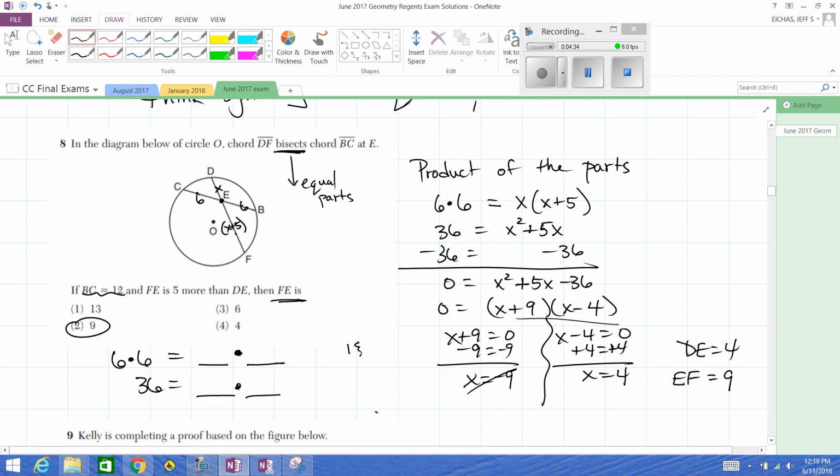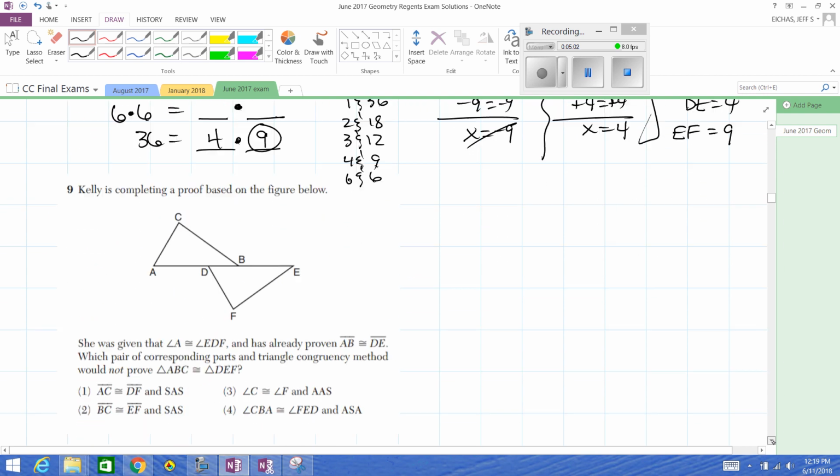Okay, so you could use 1 and 36, 2 and 18. This is what's going on in my head here. 3 and 12, 4 and 9, 6 and 6. Now, which one of these combinations is 5 more than the other? It's the 4 and 9. EF is 5 more, so that's the one we wanted. So all this algebra is actually harder to learn than just use your brain. Okay, but there it is.